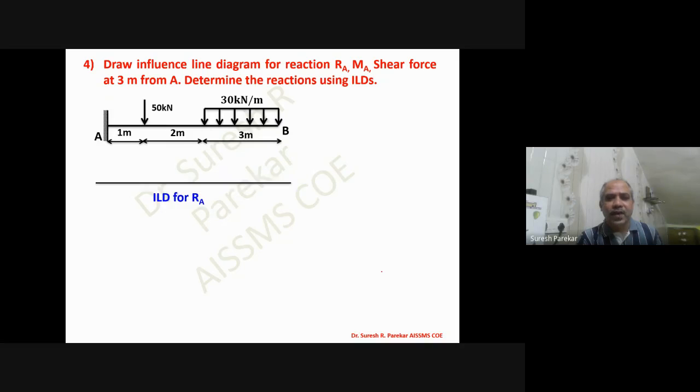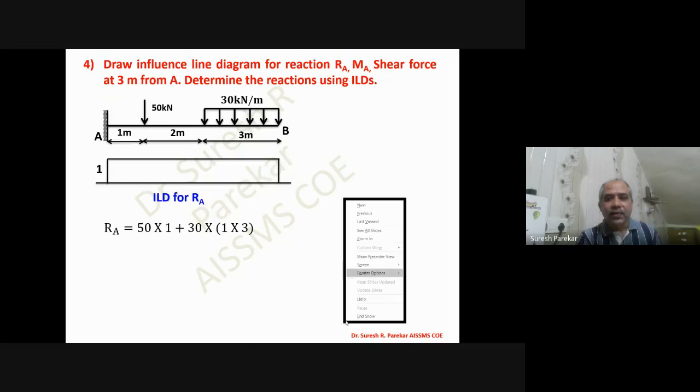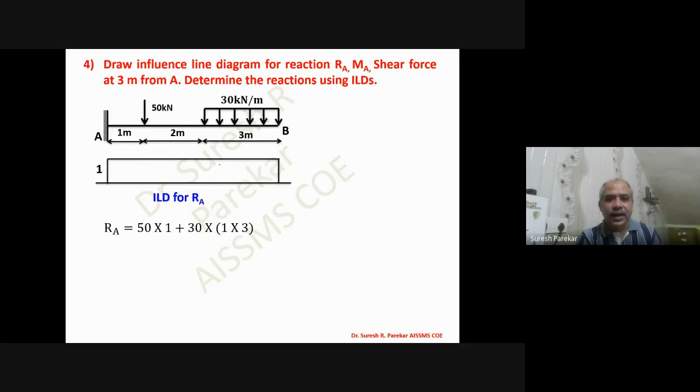Now we will have one problem for a cantilever also, and in this we are going to get the ILD for the reaction. Already we have seen that it is 1 throughout, and if we go for the reaction, we have 50 into 1, everywhere we have 1, so 50 into 1, and under this UDL we are going to get a rectangle, and the rectangle area is 3 into 1, and likewise we are going to get this value as 140 kilonewton.